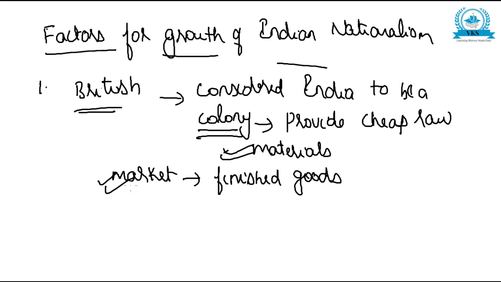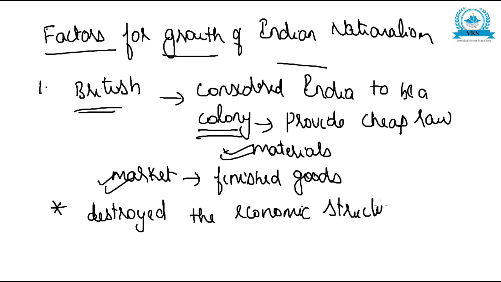This was the economic policy of the British, and it destroyed the economic structure that existed in India. They took all the raw materials from India and sold their finished products in India. So this economic policy of the British destroyed the economic structure that existed in India, and it also affected the village industries.